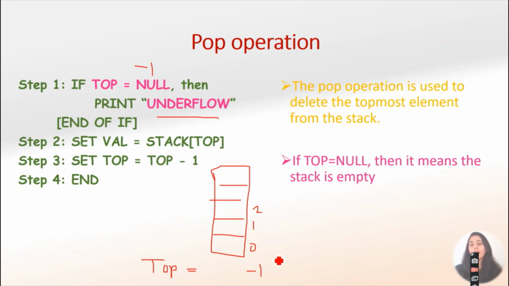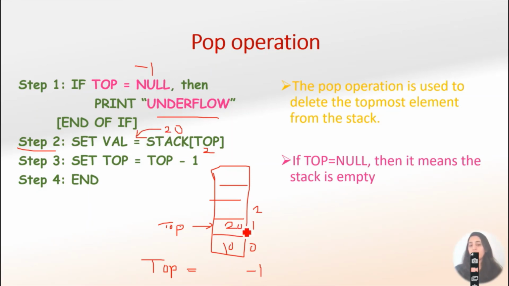Okay. If not, that means I have some values in my stack. Say for example, there is 10, 20 and top is pointing to the topmost value. So your top is equal to 1 in this case, and now you go to step 2. Step 2 says take a variable val and save the value of stack top in that. What is top actually? Top is location number 1. What is stack of top? Stack of top is nothing but 20. So 20 I am storing in variable val.